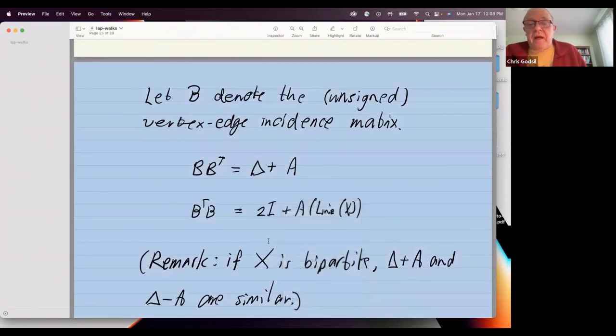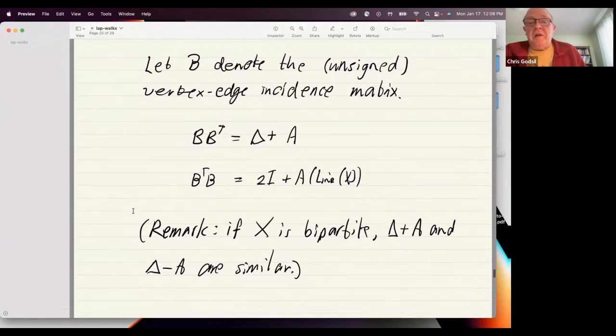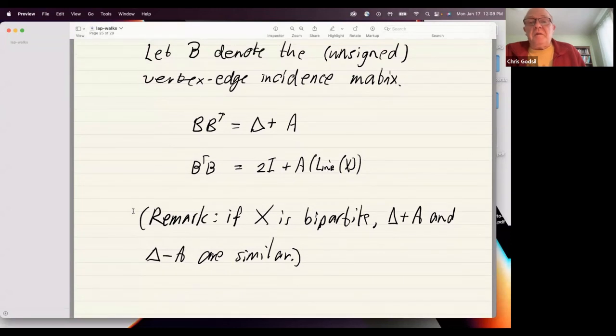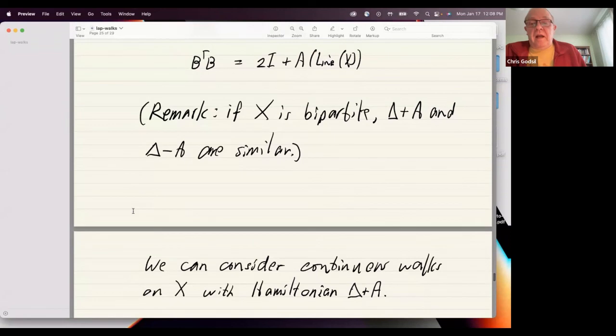There's one comment I should make here: if the graph is bipartite, then the Laplacian and the unsigned Laplacian matrices are similar, and so you don't need to consider the unsigned Laplacian in that situation. But in general, they're different, of course. And so we have that relation.